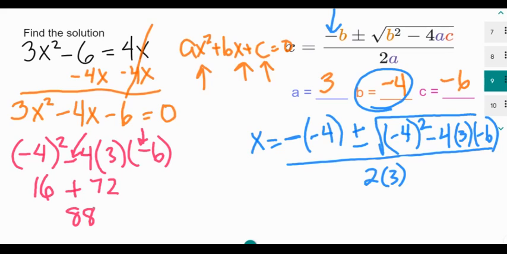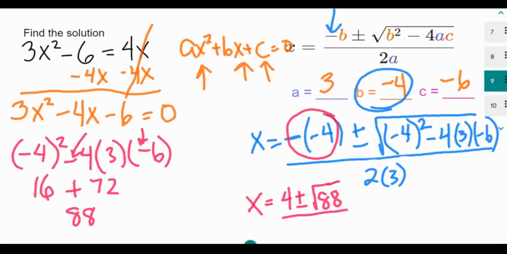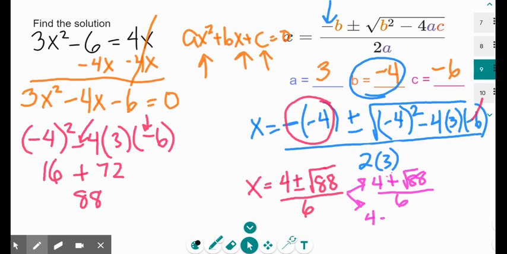Now I'm going to go over to the equation and plug that in. So I have x equals, now this right here, -4 is a positive 4. Then I have plus, minus, then I have my discriminant, which is square root of 88. Okay, and then all of that over 6. So that's my solution so far. So now I'm going to break this up into 4 plus square root of 88 over 6 and 4 minus square root of 88 over 6.